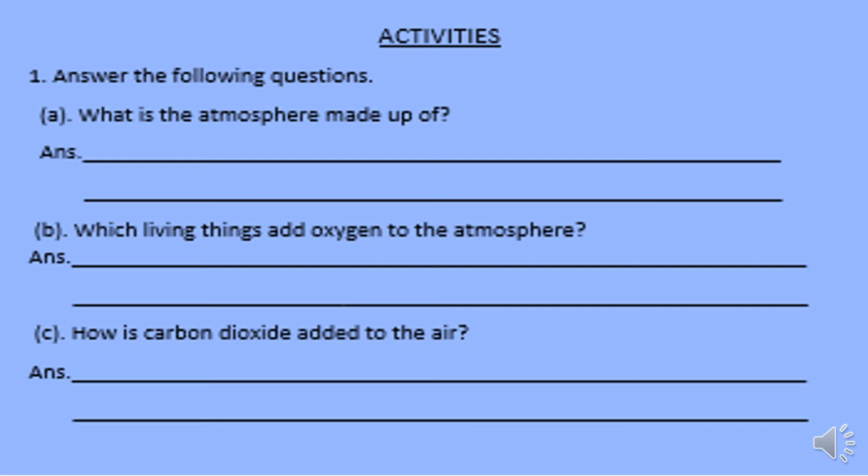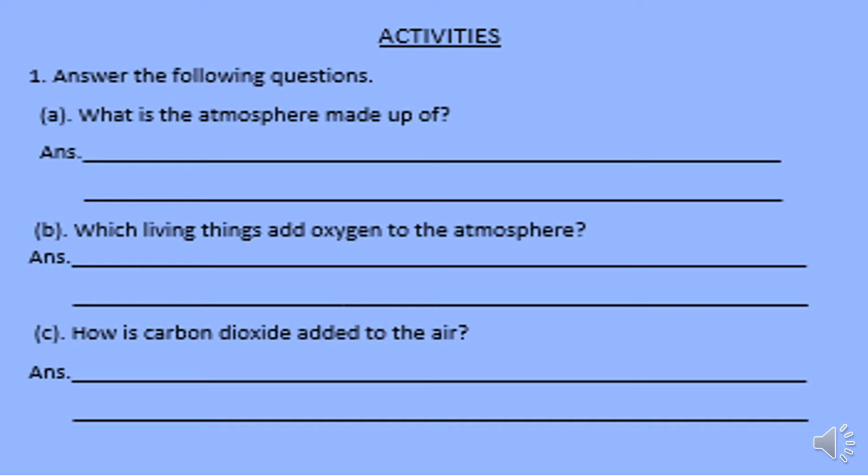Which living things add oxygen to the atmosphere? Now, as I have explained to you, plants, when they prepare their food during the process of photosynthesis, give out oxygen gas. So we will write: plants give out oxygen which is being used by the animals and humans. Or you can write like this: the plants add oxygen to the atmosphere.